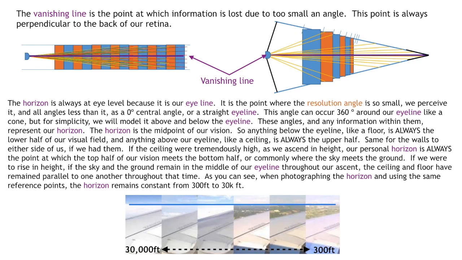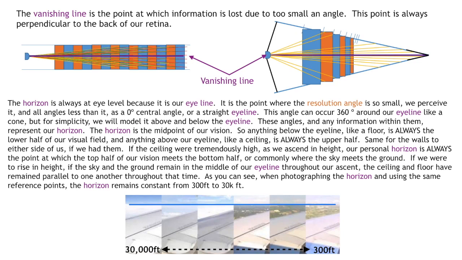So the vanishing line is the point at which information is lost due to too small an angle. This point is always perpendicular to the back of our retina. The horizon is always at eye level because it is our eye line. It is the point where the resolution angle is so small we perceive it, and all angles less than it, as a 0 degree central angle or a straight eye line. This angle can occur 360 degrees around our eye line, like a cone. But for simplicity, we will model it above and below the eye line.